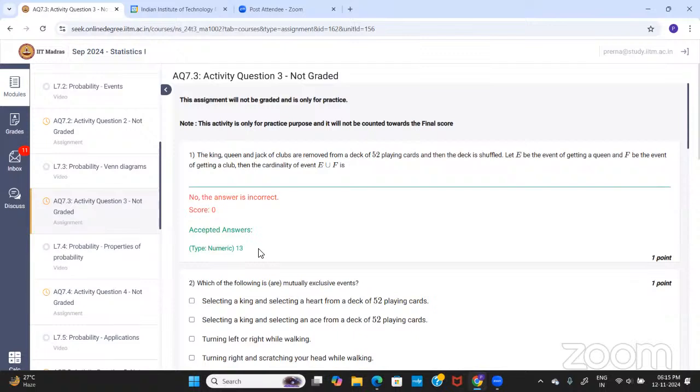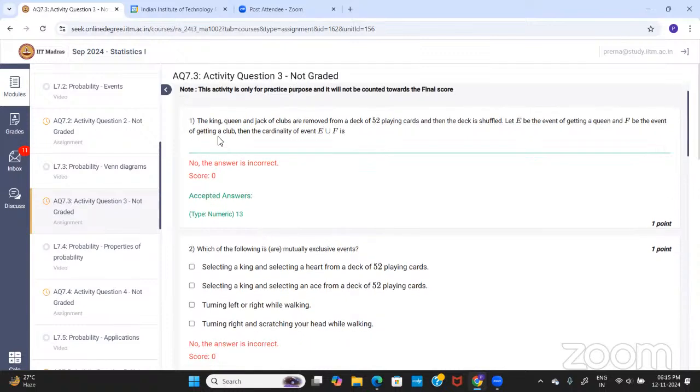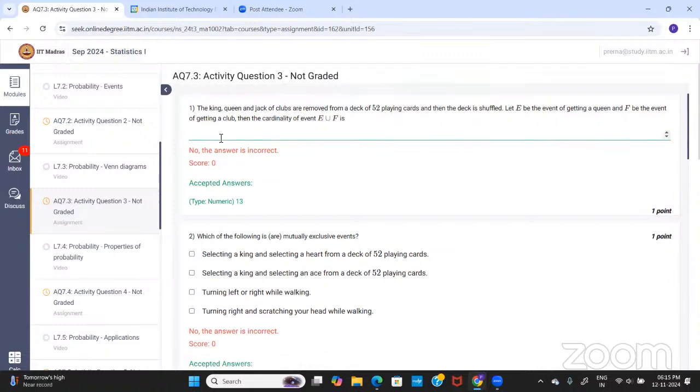Three points. Three cards every so okay. Yes, ma'am. First is clear. First two questions clear. Who could not solve this question? Otherwise, we can move on to the next one.